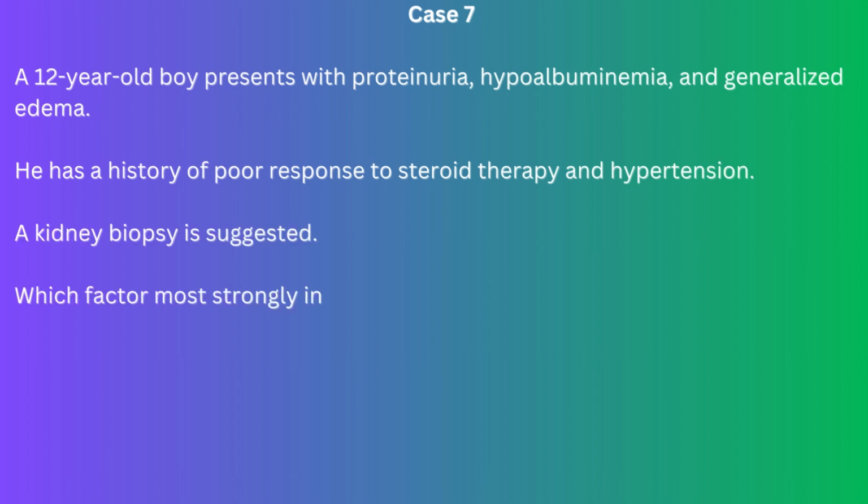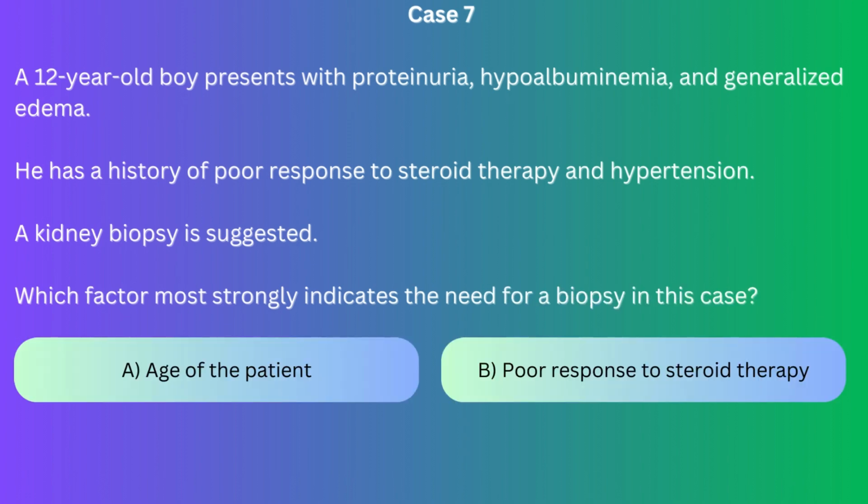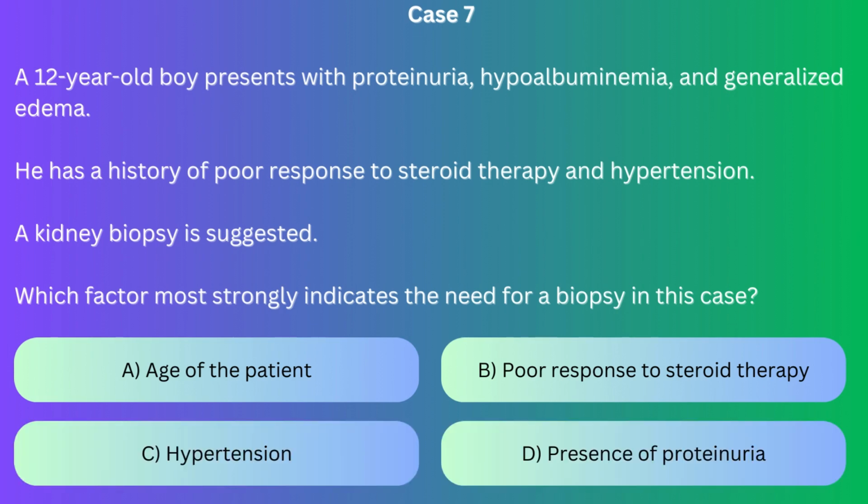Which factor most strongly indicates the need for biopsy for this patient? A. Age of the patient, B. Poor response to steroid therapy, C. Hypertension, D. Presence of proteinuria. The correct answer is B.